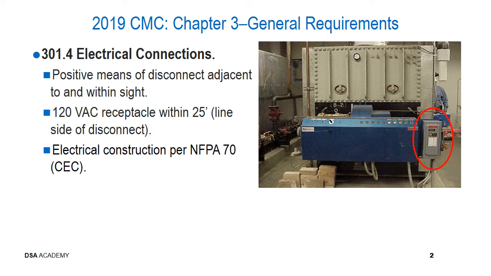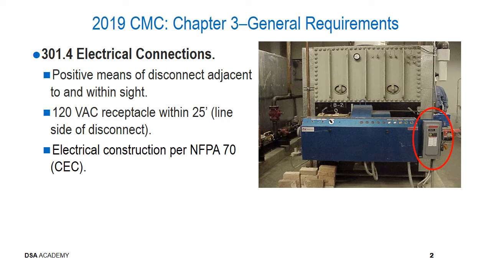Additionally, a 120 volt receptacle must be provided within approximately 25 feet on the line side of the disconnect in order to allow the maintenance or the service personnel the ability to plug in power tools or any other types of equipment they may need to facilitate the repairs or the servicing of the equipment.